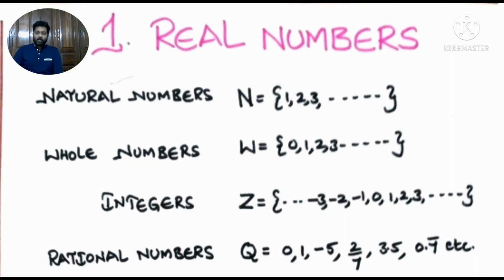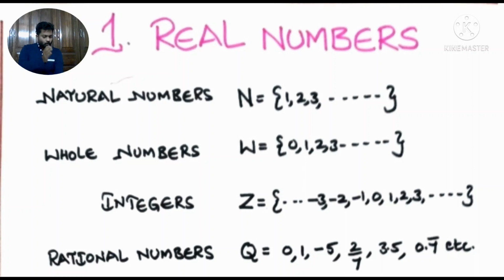Now, I will explain about real numbers. In previous classes, we have learned about the number system. First, you recall natural numbers. What are natural numbers? We use numbers like 1, 2, 3, 4 for counting objects. These numbers are called natural numbers. Natural numbers are denoted by capital N equal to the set of 1, 2, 3, and so on.